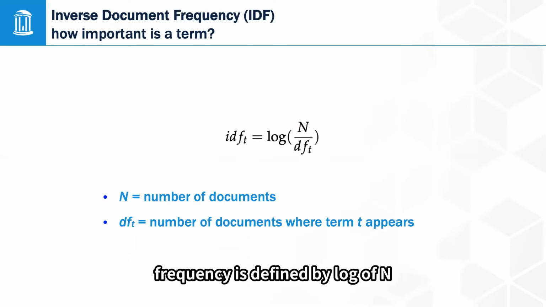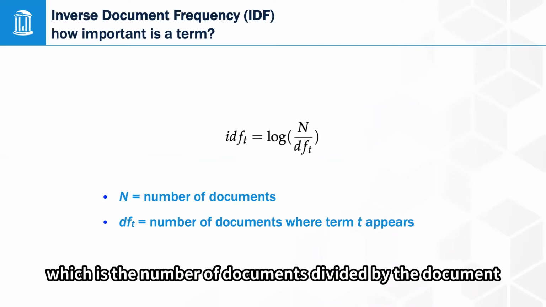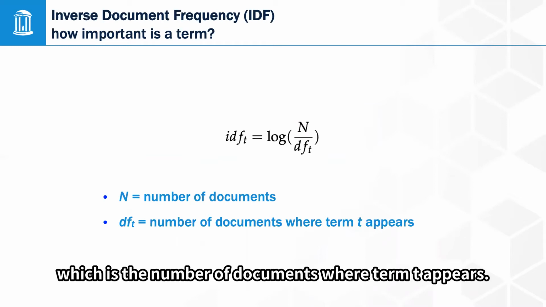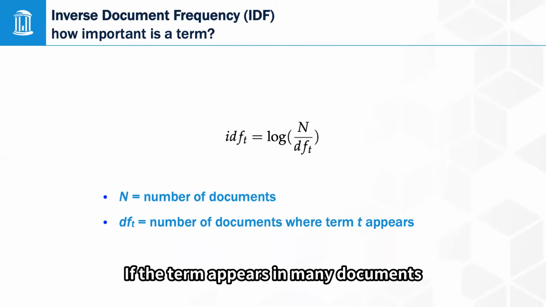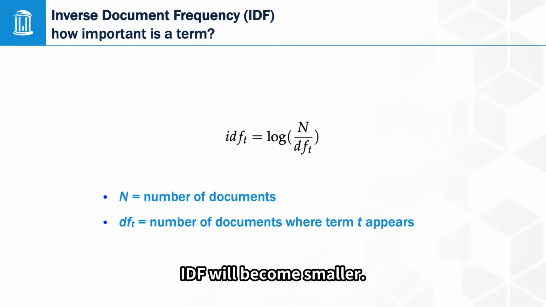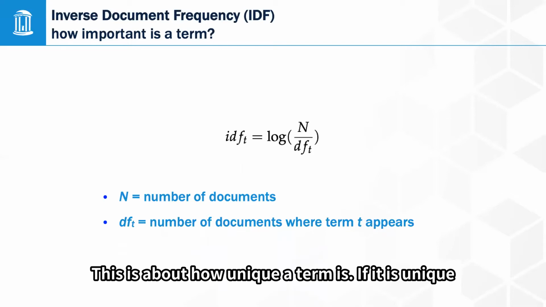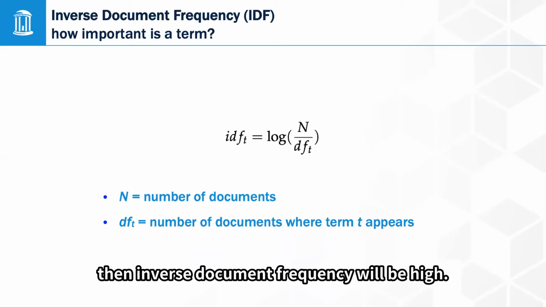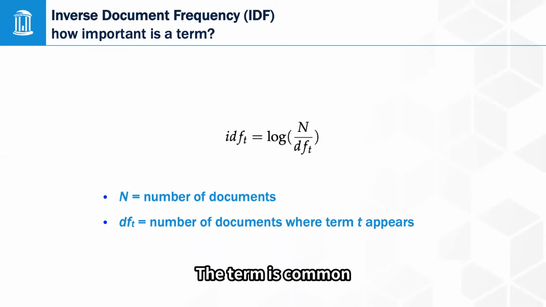Inverse document frequency is defined by log of n, which is the number of documents, divided by the document frequency of term t, which is the number of documents where term t appears. If the term appears in many documents, IDF will become smaller. In other words, this is about how unique a term is. If it is unique, then inverse document frequency will be high. If the term is common, then inverse document frequency will be low.